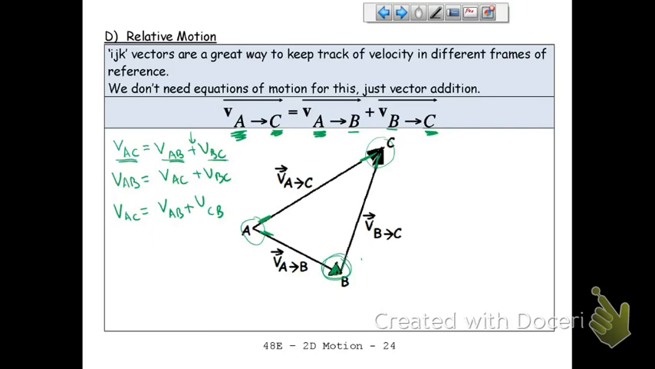So now I want to say the velocity of the spaceship relative to the moon is equal to the velocity of the spaceship relative to Jupiter plus the velocity of Jupiter relative to the moon. And I know that because we start with the spaceship and we end with the moon, and Jupiter's the thing that links the two of them. Simple as that.